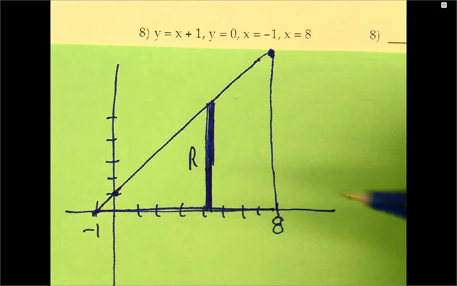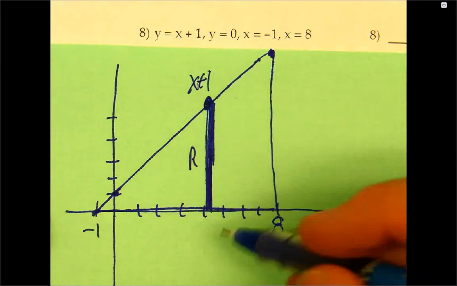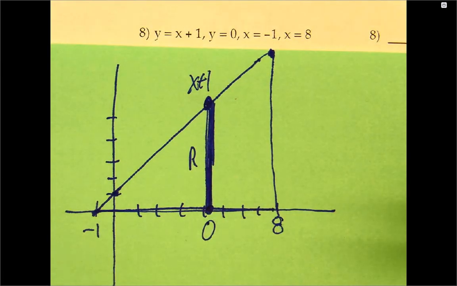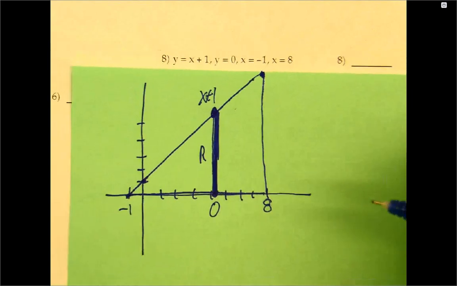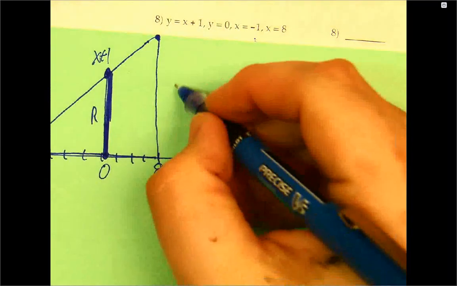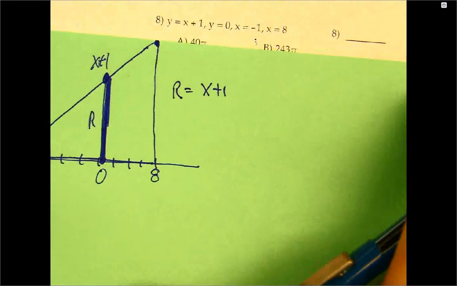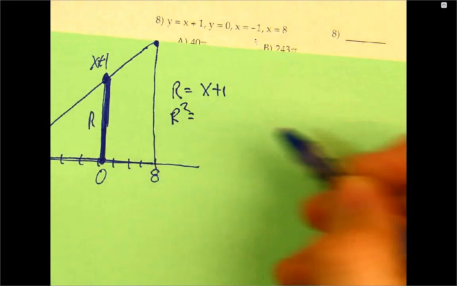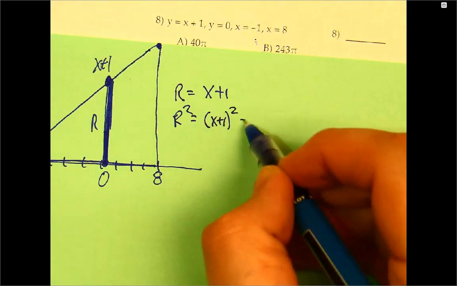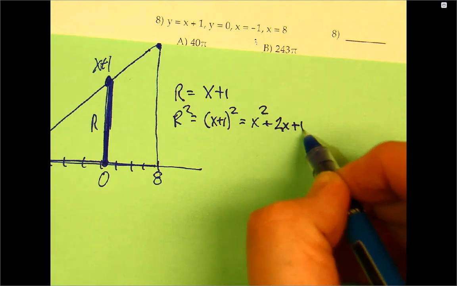What's r? What's this value? X plus 1. What's this value? 0. Alright, so now I can zoom out a little bit. So now, if r is equal to x plus 1 minus 0, which is just x plus 1, what's r squared? X plus 1 quantity squared, which would be x squared plus 2x plus 1.